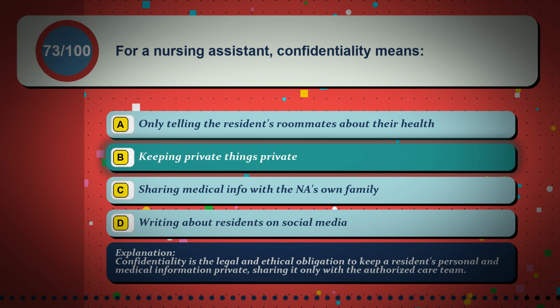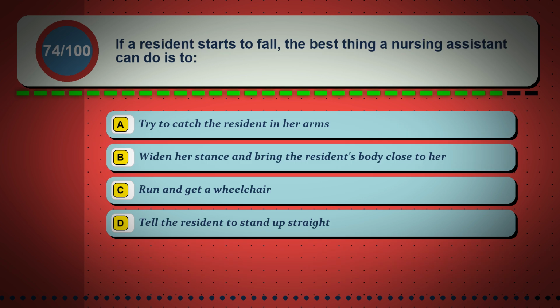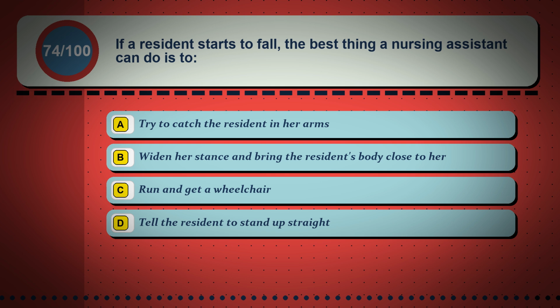Confidentiality is the legal and ethical obligation to keep a resident's personal and medical information private, sharing it only with the authorized care team. Question 74. If a resident starts to fall, the best thing a nursing assistant can do is to: Option A, try to catch the resident in her arms. Option B, widen her stance and bring the resident's body close to her. Option C, run and get a wheelchair. Option D, tell the resident to stand up straight.